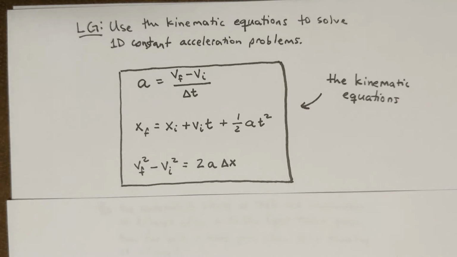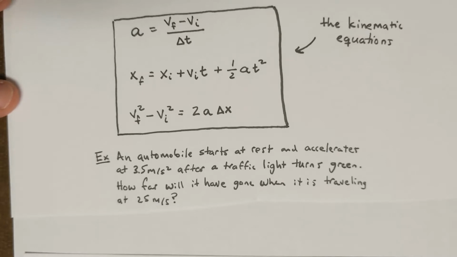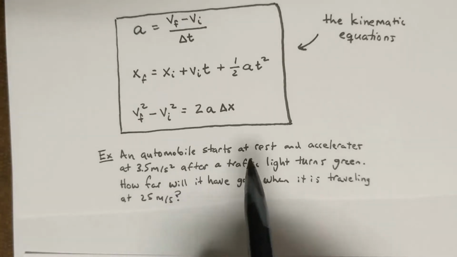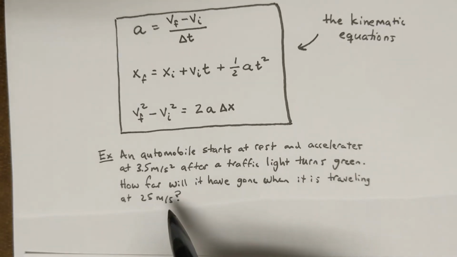Okay, so we should look at an example to see how to use these things. So let's take a look. We've got an example here. It says, an automobile starts from rest and accelerates at 3.5 meters per second squared after a traffic light turns green. How far will it have gone when it is traveling at 25 meters per second?